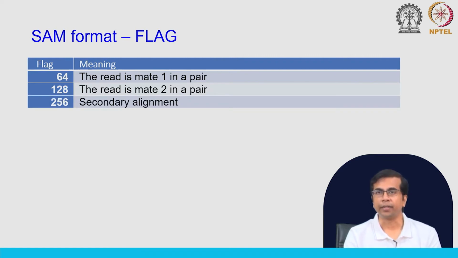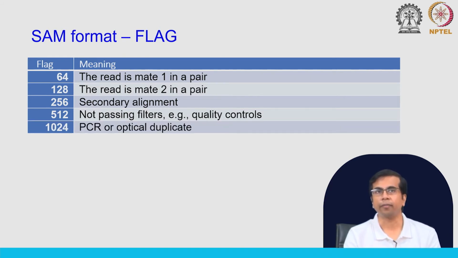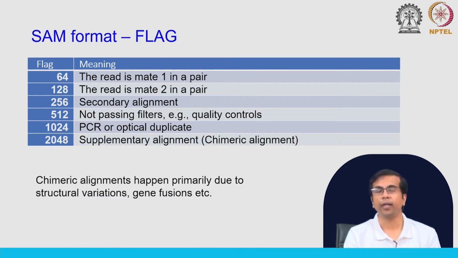Then we have 256. So, it will tell us whether this is a primary alignment or secondary alignment. So, if you see this flag, this means that this is a secondary alignment and there must be some primary alignment that has been described. Then you have 512, there is some sort of quality filtering or this read is not passing the quality control check. Then you have 1024, which means this is a duplicate, PCR or optical duplicate. We have described what is PCR duplicate or what is optical duplicate. Then you have 2048, it means there is a supplementary alignment or chimeric alignment.